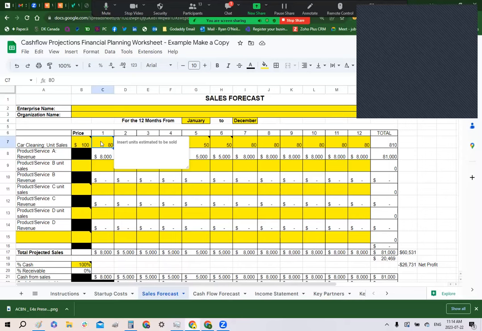So 160 is not realistic. So we can only do 80 in a month. So we have to look at our pricing. So we were able to shift it from $50 each car clean to $100, and then it made it more manageable for the company. And now this has to go across for 6 months.